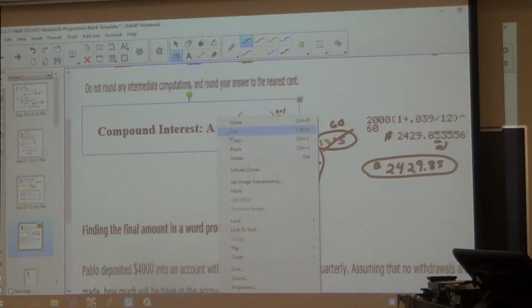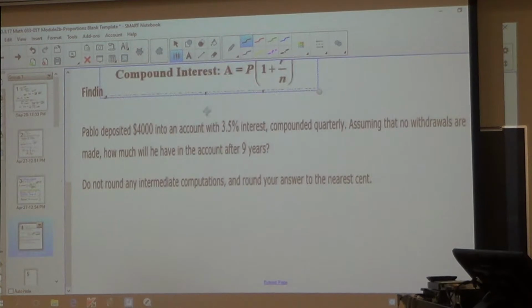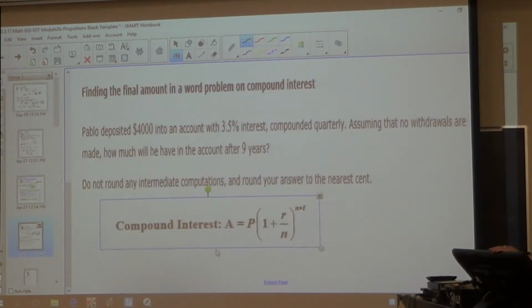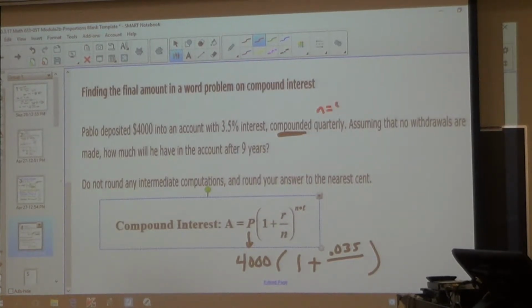So, again, we have the formula. The formula is given to us. It says compound. That's how we know we're using the compound. What do I plug in for P? 4,000. 1 plus. What do I plug in for R? It's 3.5. So 0.035. What are my N's going to be? 4. It's quarterly, so my N's are going to be 4. And how many years? 9.